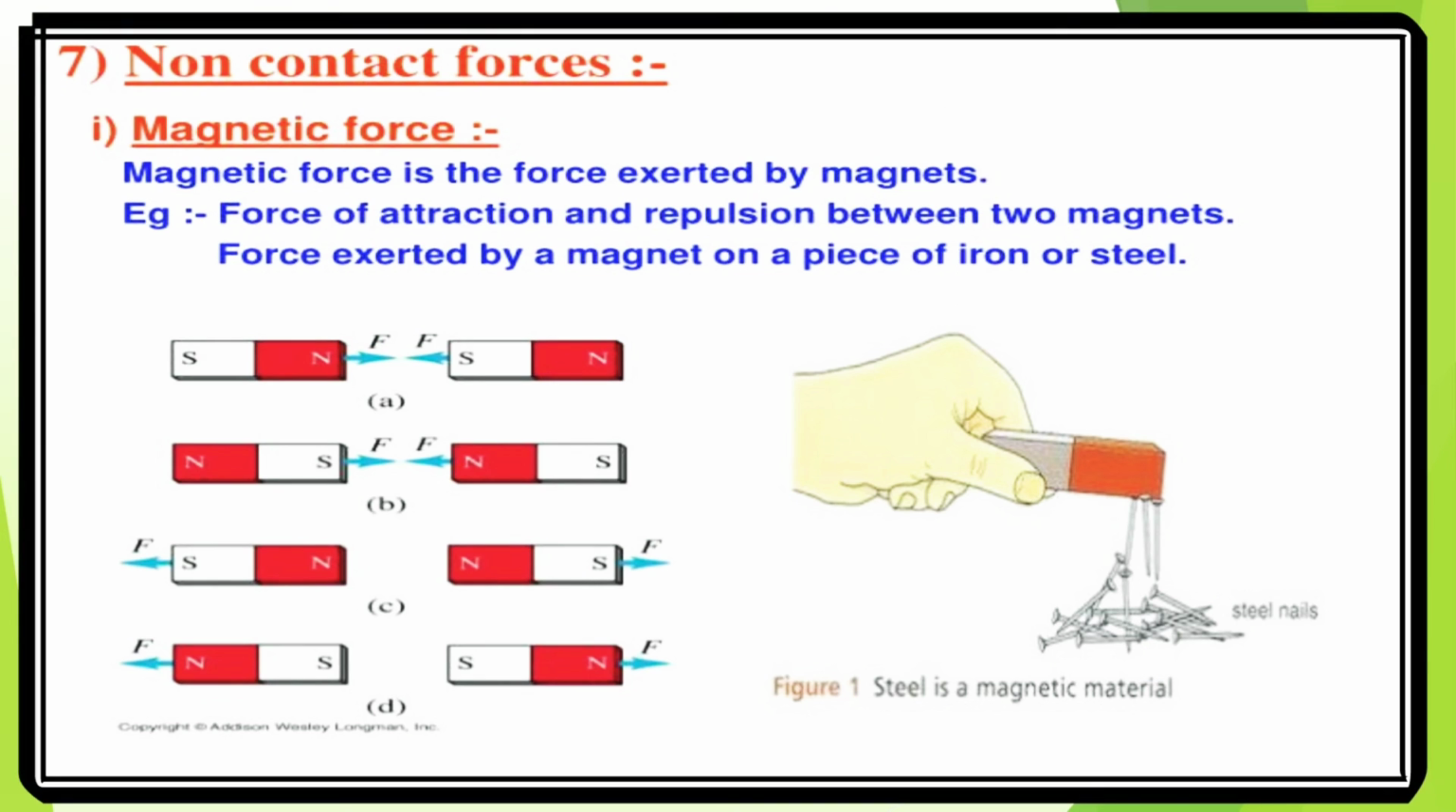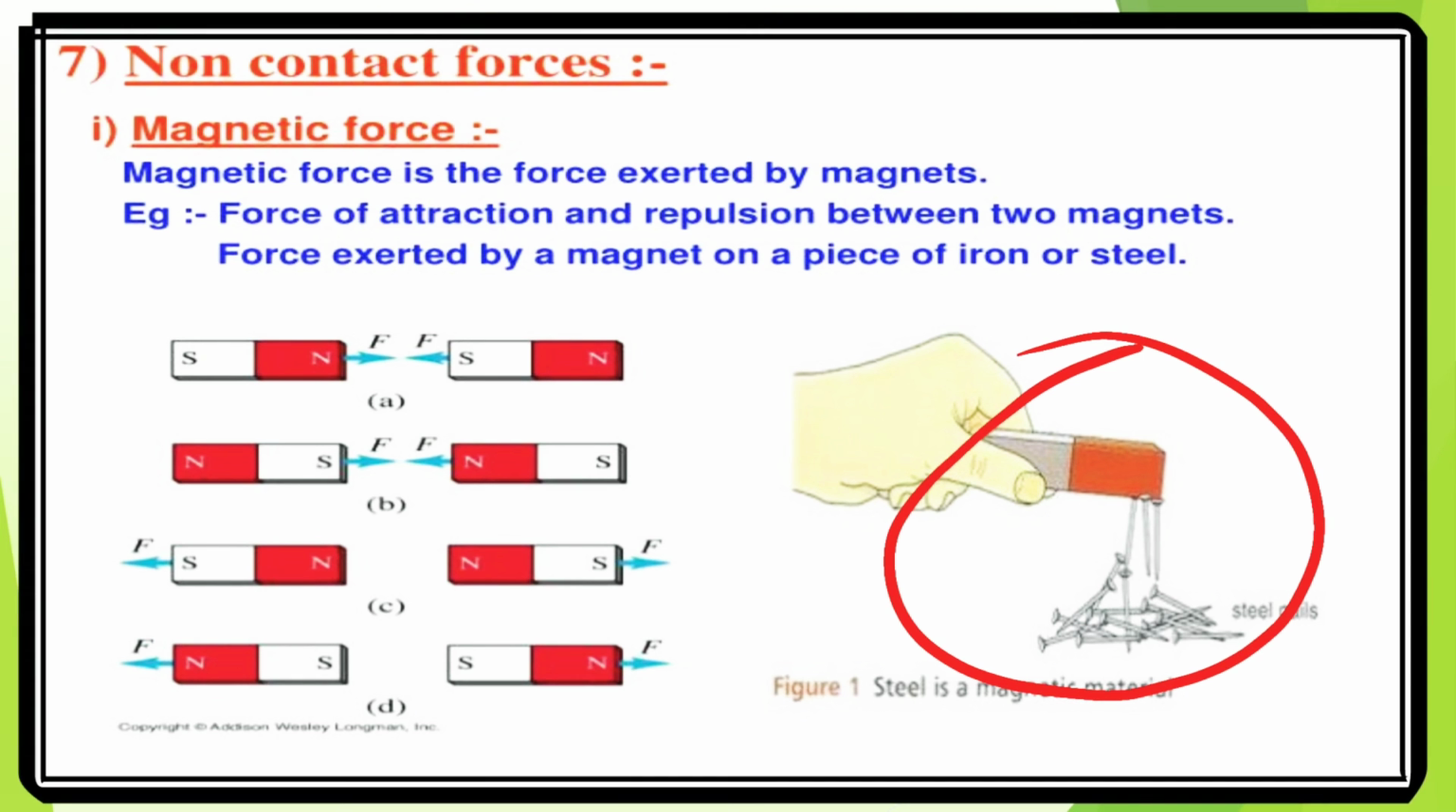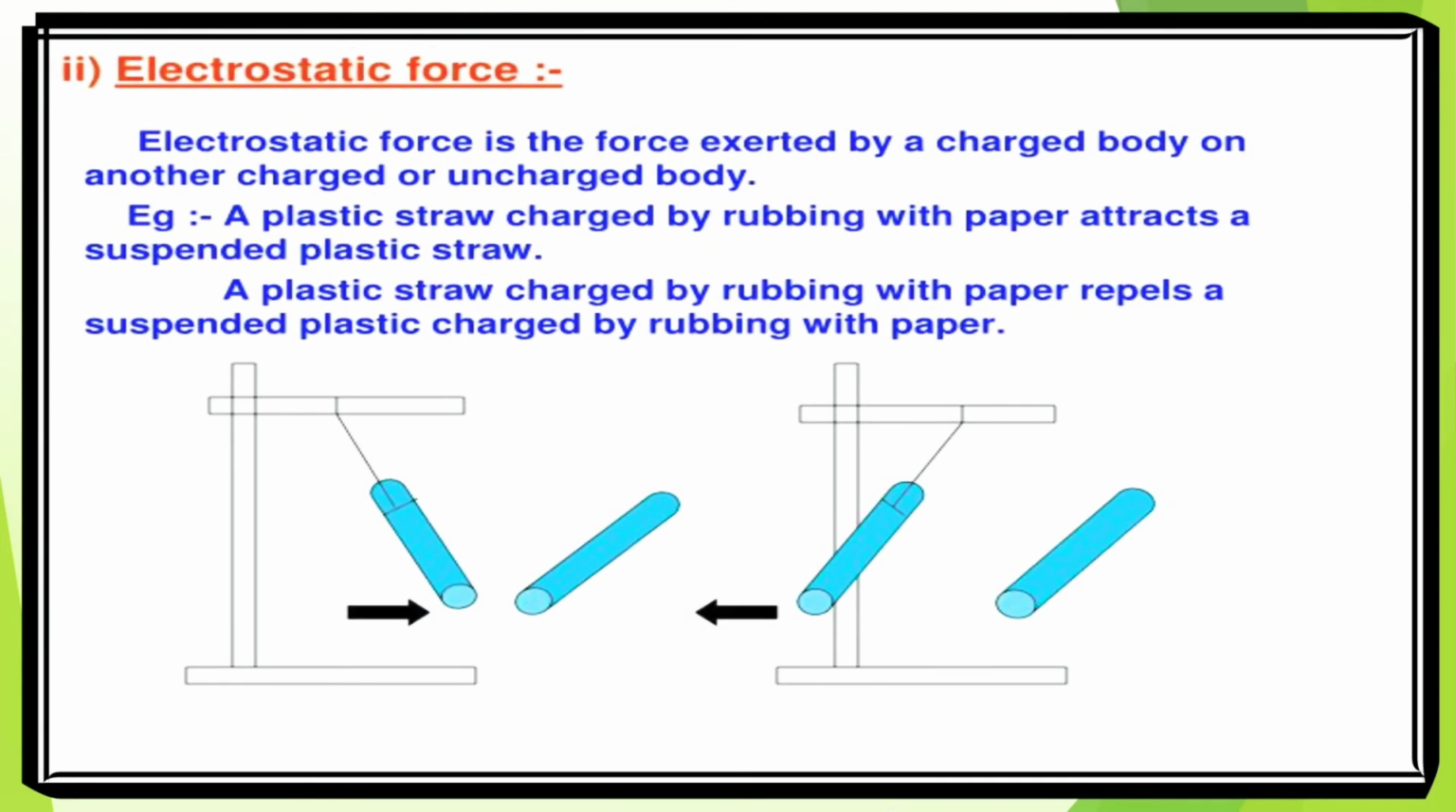Second, non-contact force. Non-contact force means that in this type of force, the objects do not touch at all. First, magnetic force. We are all familiar with magnetic force. If you keep a magnet towards the nails, without touching, those nails will attach automatically, as you can see in this figure.